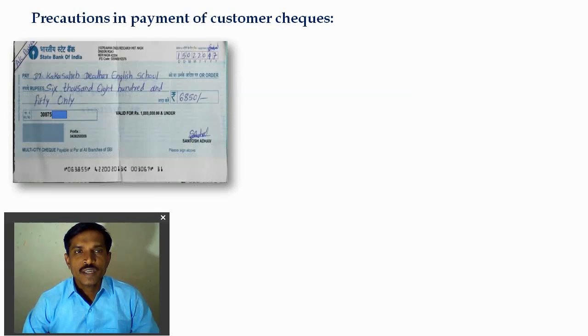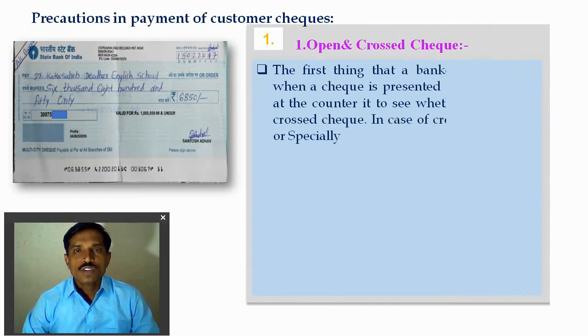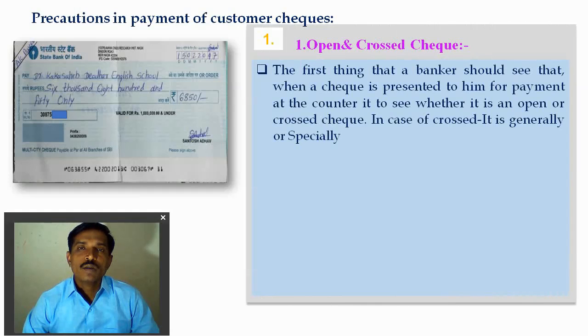So the next point is about the precautions taken by the paying bank whenever they pay customer checks. Here we are looking at the specimen of the check, open and cross checks. What are the precautions taken by the paying banker in the payment of open and cross checks? The first thing the banker should see, when the check is presented to him for payment at the counter, is whether it is an open or a cross check.